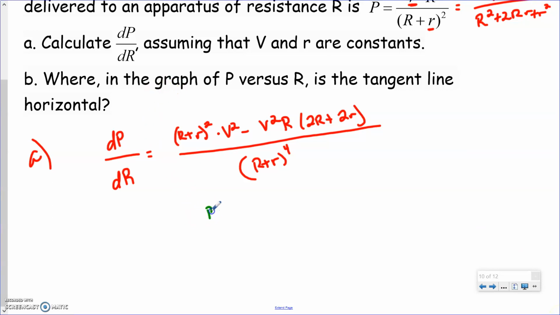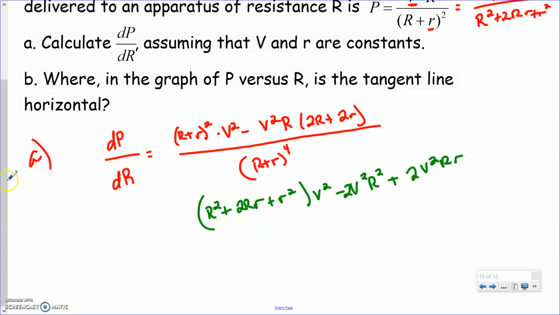In the numerator, if I have R squared plus 2 big R little r plus little r squared, well, times V squared, I'm going to simplify. Squeeze a 2 in here. So 2V squared big R squared plus 2V squared big R little r. I'm going to distribute. And that should be a negative there because it was a minus in between.